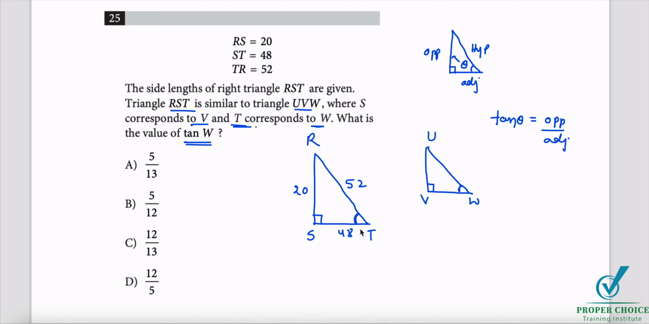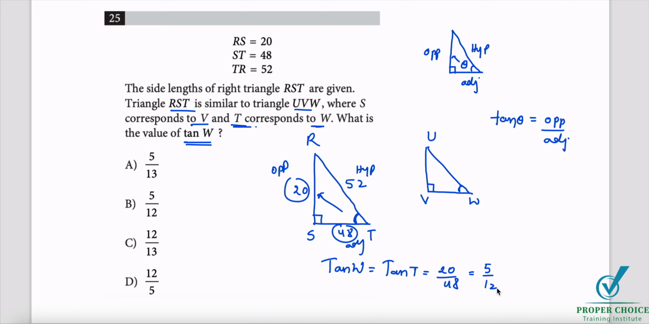Now referring to that, we are asked to calculate the value of tan W, which is the same as tan T. How do we write it? Tan W is the same as tan of angle T, which is opposite over adjacent. According to this angle, this turns out to be the opposite side, this is the hypotenuse, and this is going to be adjacent. So the opposite is going to be 20 over 48. You can simplify further to 5 by 12. If you put it in the calculator, 20 over 48 is the same as 5 by 12, which matches option B.